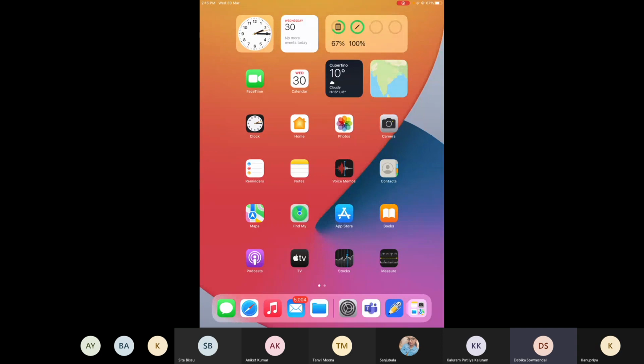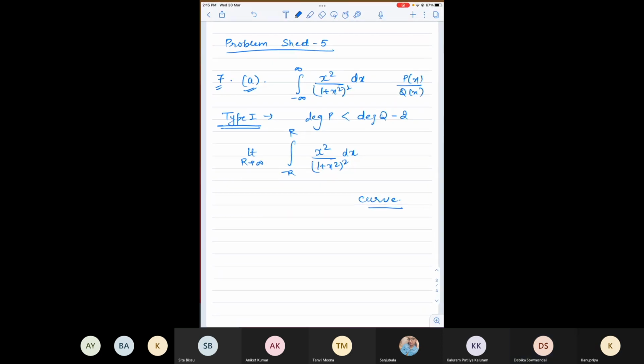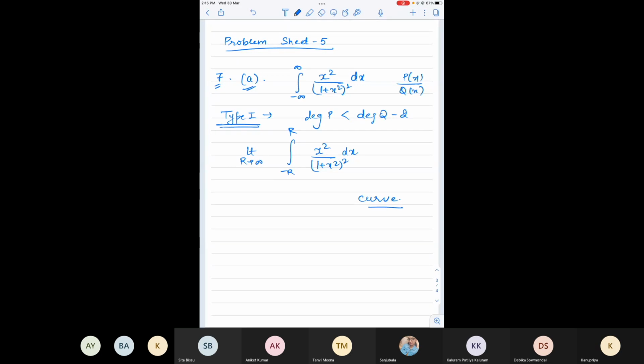Ma'am, px by qx into log x. What are you saying? Can you please repeat? Ma'am, px by qx into log x. What is the role of log x? Why are you introducing log here? I'm just asking about the curve.